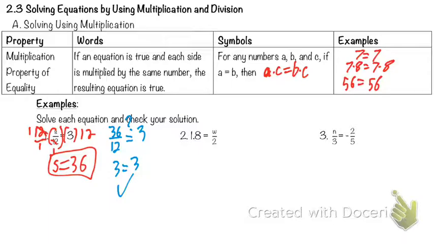All right, 1.8 is equal to W over 2. What's happening to our variable W? Being divided by 2. How do we undo that? Multiplication. Multiply by whatever is being divided by. So in this case, 2 or 2 over 1 if we prefer. Multiply both sides. What is 2 times 1.8?